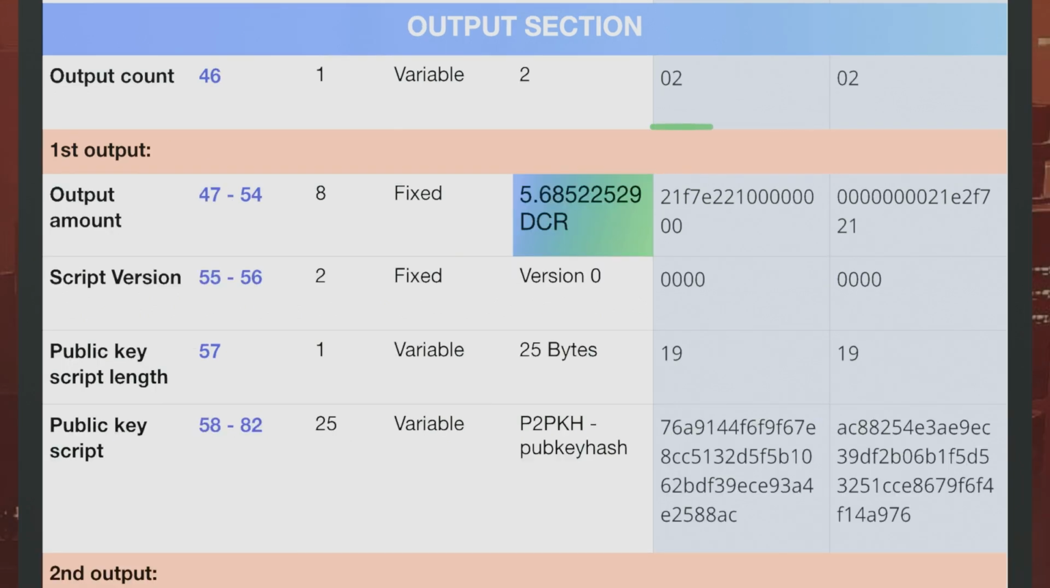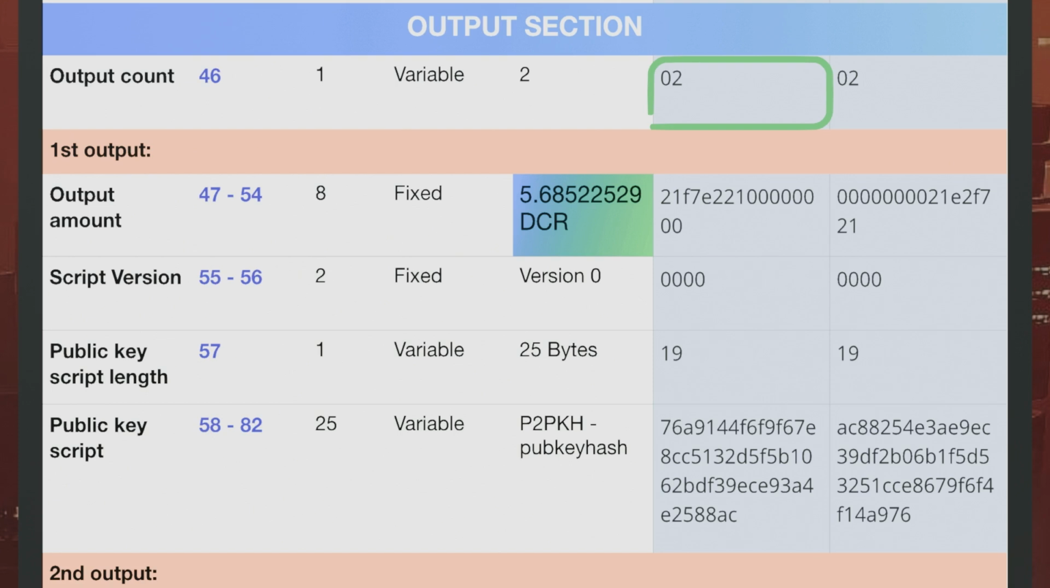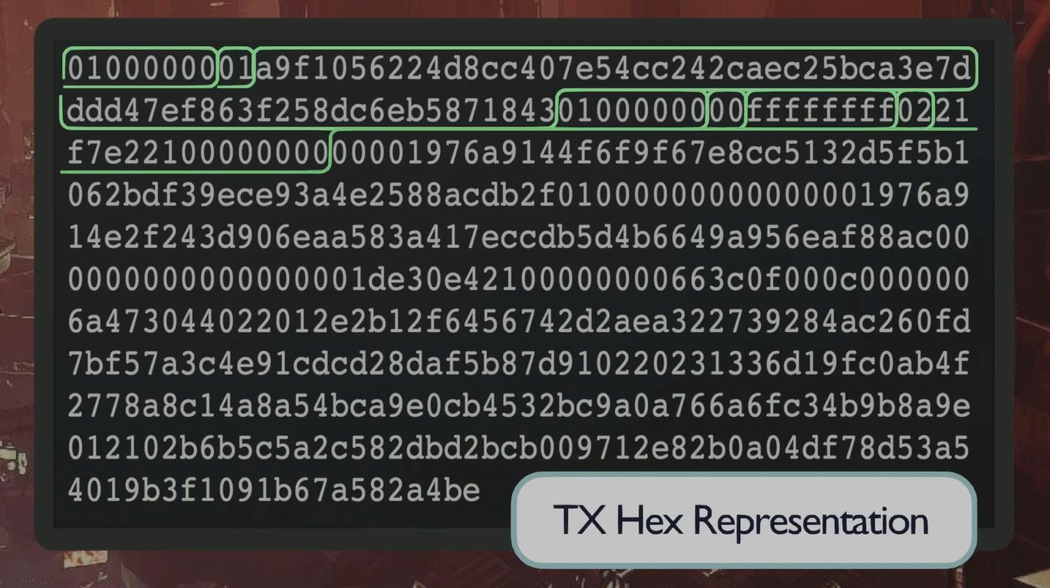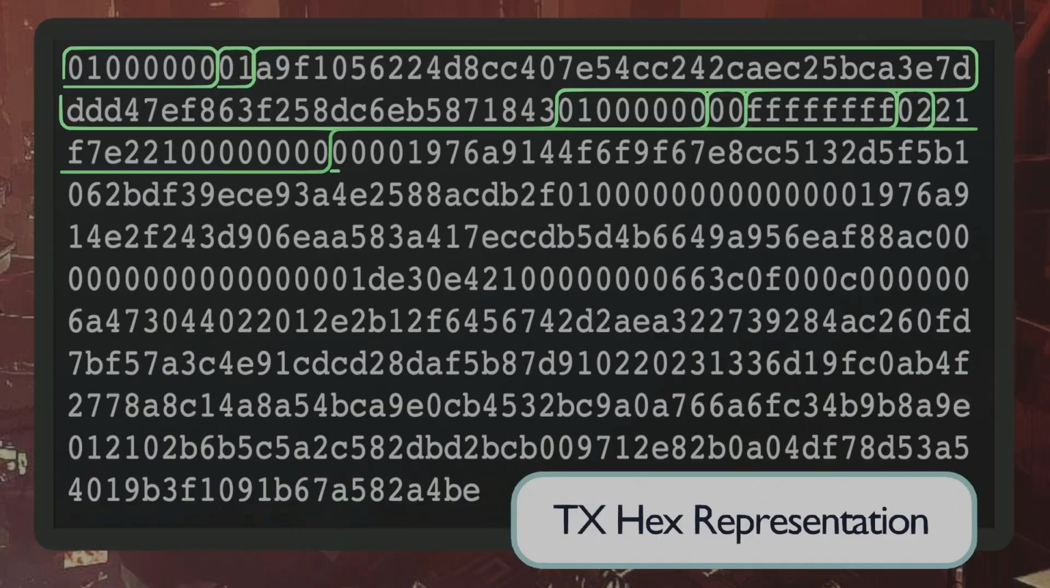Output count. This transaction has 2 outputs. Like the input section, this field tells the interpreter how many outputs and their associated fields to process. Each output contains 4 fields. Output amount: 5.68522529 DCR. This is the amount of DCR being sent to the specified output. Script version 0. This version number signifies how the output should be interpreted.